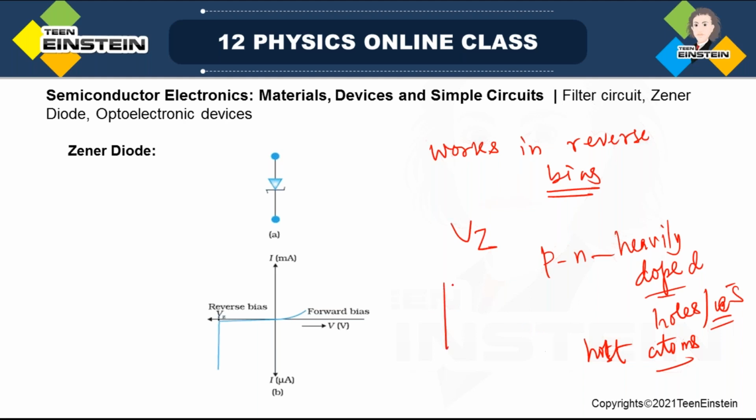Anyway, we know a depletion layer is created. Suppose this is the P side and this is the N side. There are negative acceptor ions over here, and here there will be positive donor ions.